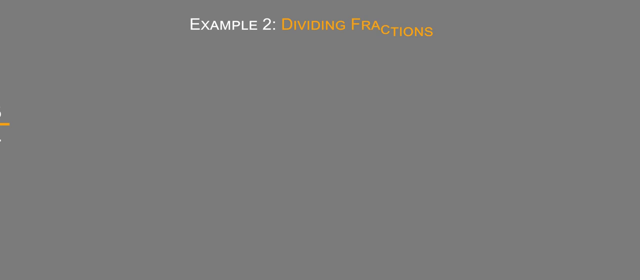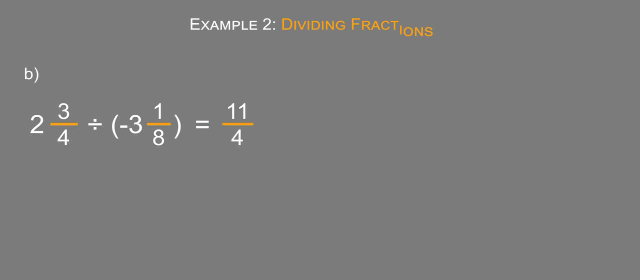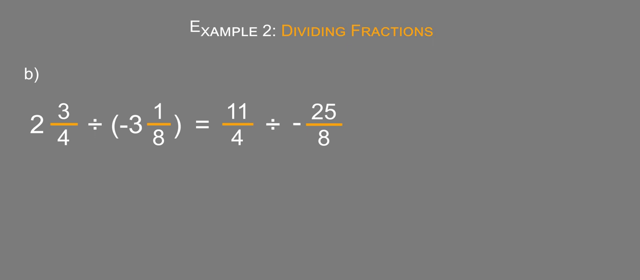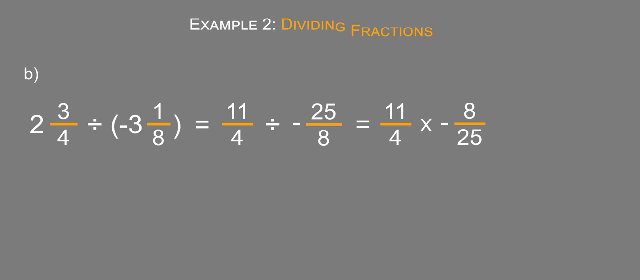Part B: 2 3/4 divided by -3 1/8. 4 times 2 is 8, plus 3 is 11/4. Divided by 8 times 3 is 24, plus 1 is 25, so this is -25/8. We multiply by the reciprocal. This equals 11/4 times -8/25. We'll go ahead and reduce this before we multiply.